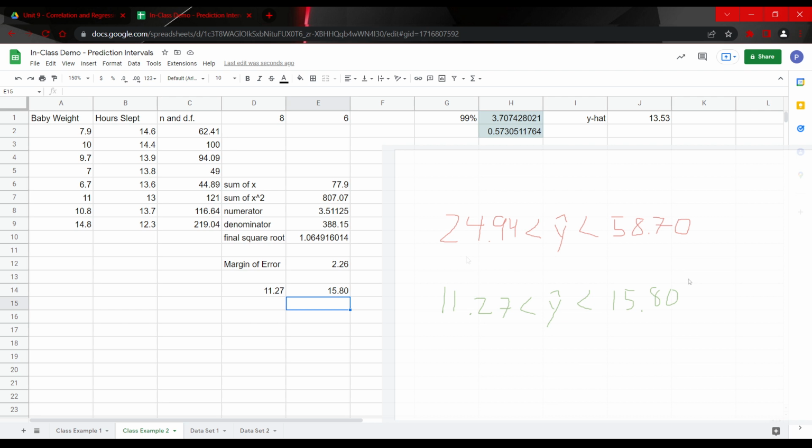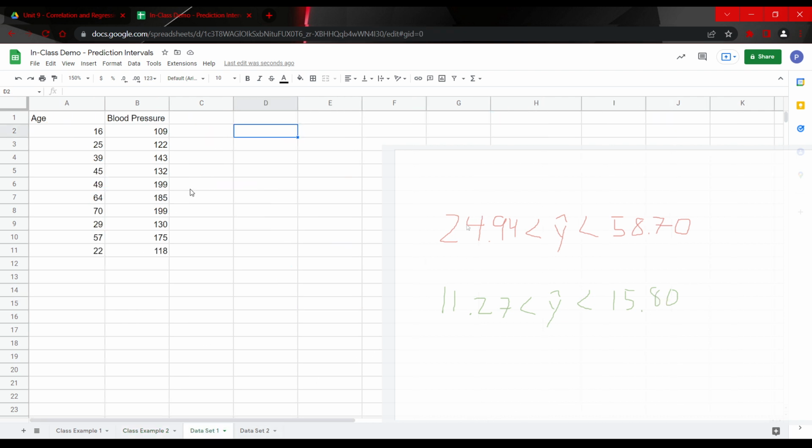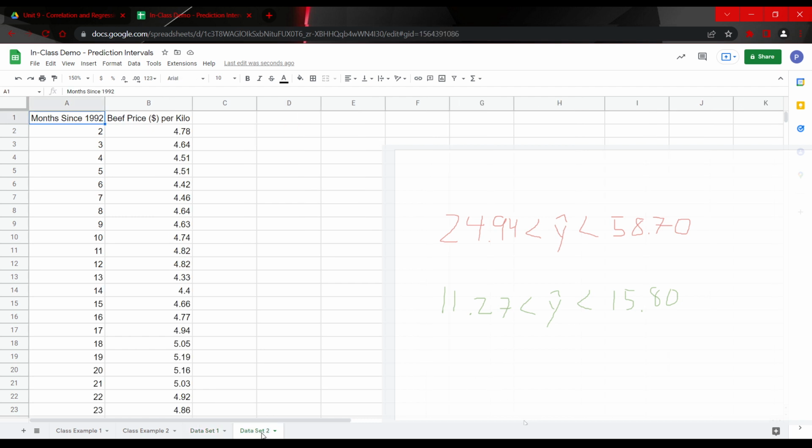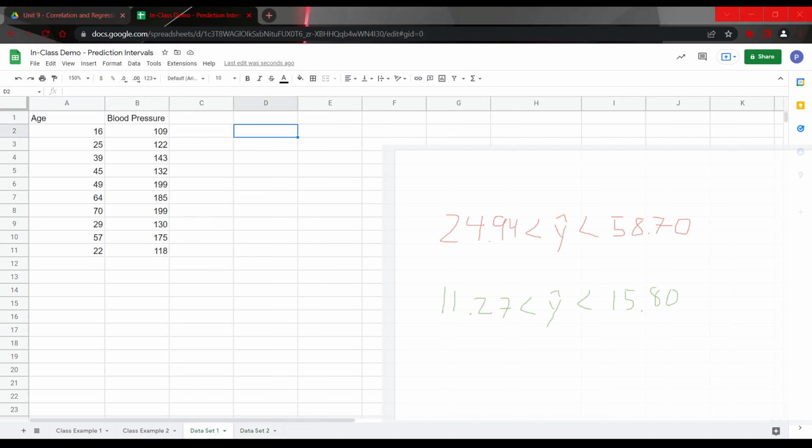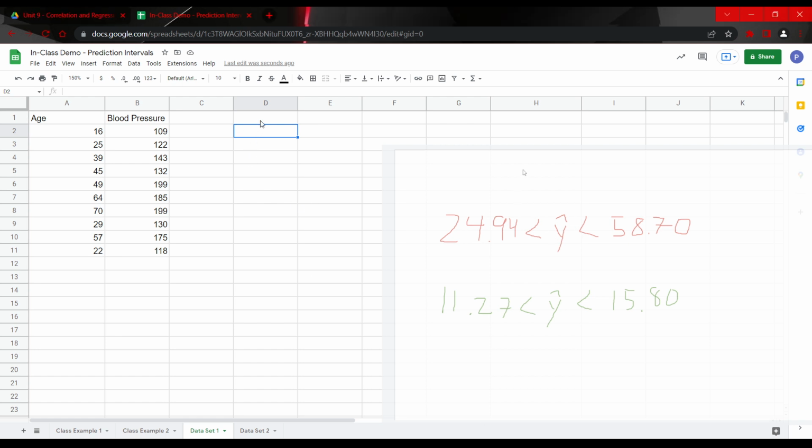I'm going to show you two more examples that you might use for your homework. One is age and blood pressure that we've already done, and months since 1992 and beef prices. Again, two data sets that we've been using over and over again in this class, and so these two should not come as much of a surprise. And so again, if you are feeling okay with this and you don't need any extra examples, you can go ahead and pause the video, leave it, close it, and go work on your homework.